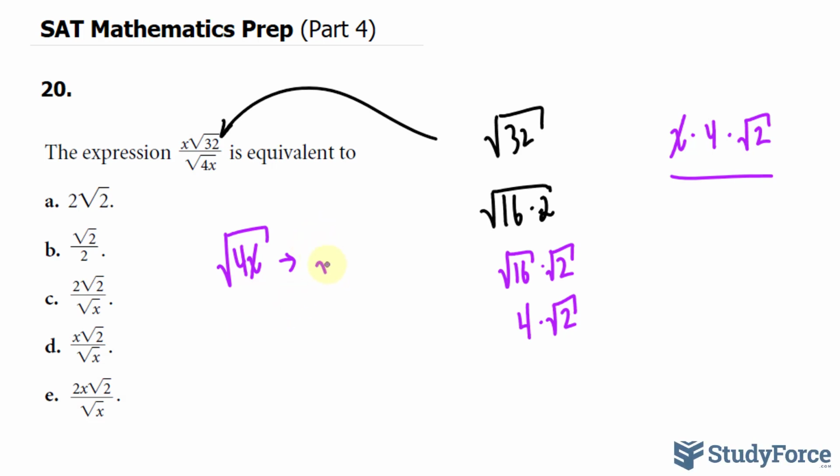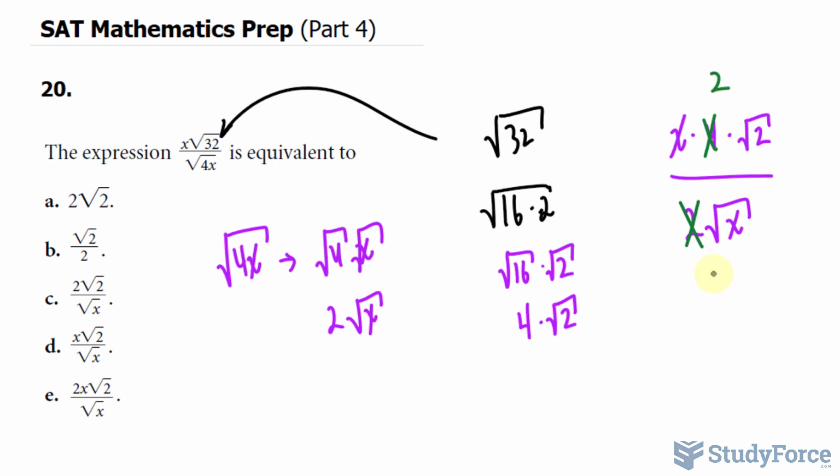We have the square root of 4 times the square root of x. That becomes 2 square root of x. Okay, the 4 and the 2 can cancel out. That becomes a 2, leaving us with 2x times the square root of 2, and at the bottom, the square root of x. Let's see if that's one of the options. So we see it right here, and that happens to be the answer.